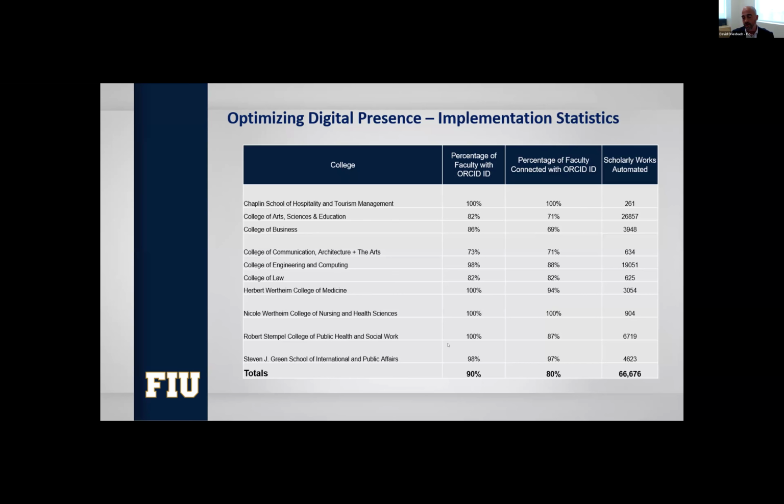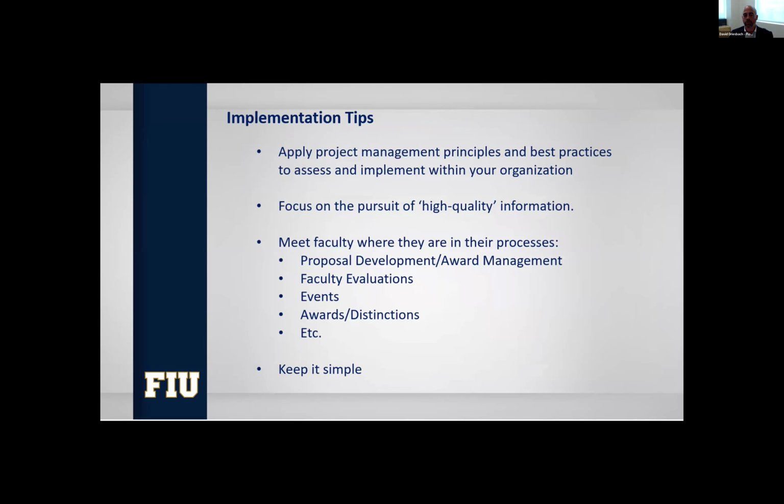We have over 90% of our tenured and tenure track faculty, about 800 of them. For 90% of them we've been able to find their ORCID ID. And I think more impressively, 80% have actually gone through those 3 steps to at least get the information that we have found for them flowing out to ORCID, and that adds up to over 66,000 works that we've automated for them. It's taken some time, and we have not been pushing it on faculty. We've been trying to meet the faculty where they are. And I think that gets us to some of the tips that we wanted to share.